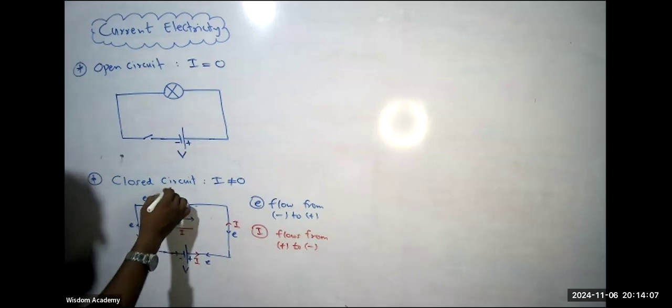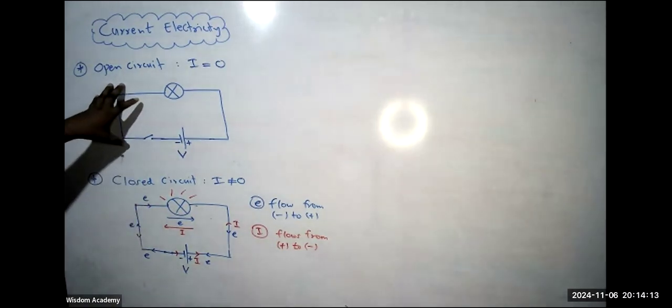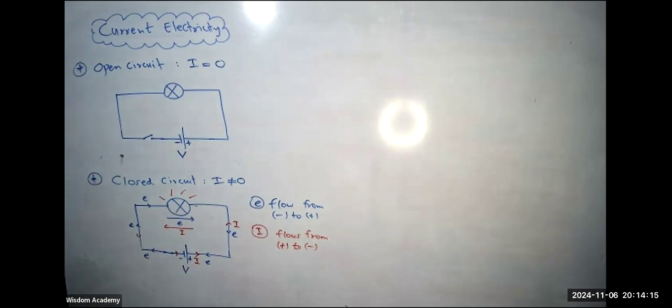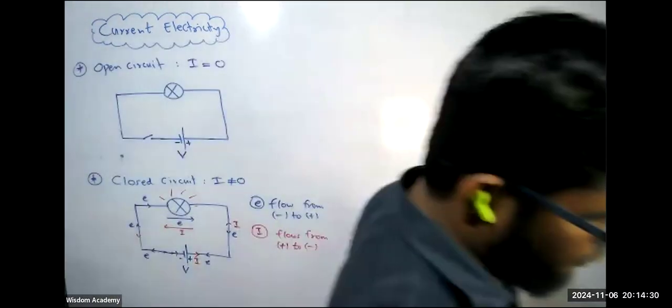So the bulb turns on, the lamp lights up. This won't happen in an open circuit. That's the difference between an open circuit and a closed circuit. All the current-related stuff that we are taking up here relates to the closed circuit. The switch is on; it should be a closed circuit. Okay, now here there are some key words that we are supposed to learn.